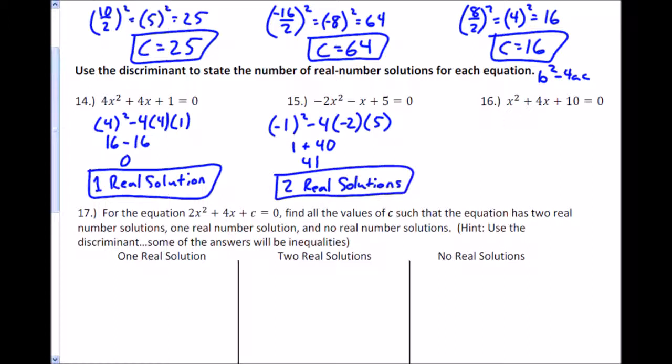For the last one, again, I do b squared minus 4ac, so I do the 4 squared minus 4 times a, which is 1, times c, which is 10. So that's a 16 minus 40, and 16 minus 40 is a negative 24. So for this one, since the discriminant is negative, it's no real solutions.